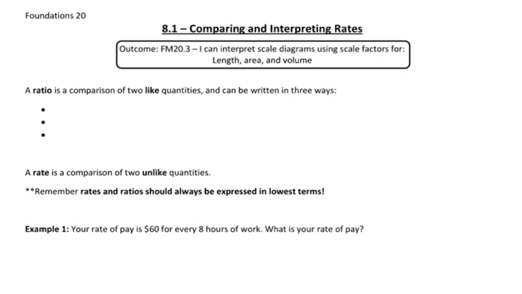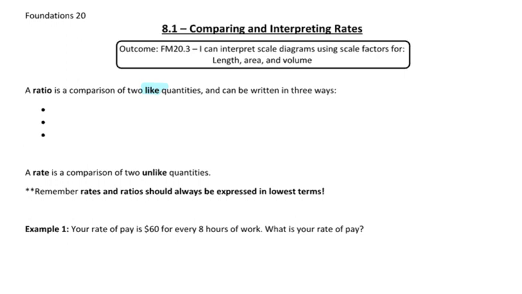8.1, comparing and interpreting rates. A ratio is a comparison of two like quantities. That's important for us. And a ratio is going to be comparing two of the same things in the same unit. So there's two like quantities, and can be written in three different ways.